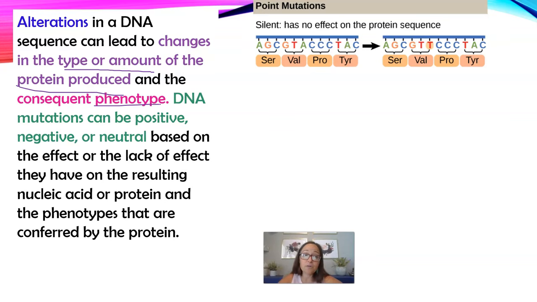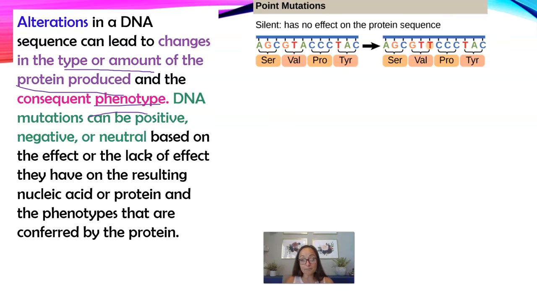But there are also other alterations in DNA that change the phenotype. If you have a mutation that prevents melanin from being formed, and melanin is the protein that gives us pigment in our skin, then if you don't make melanin, your phenotype will be albino. So anyway, when we look at mutations, we have different kinds.